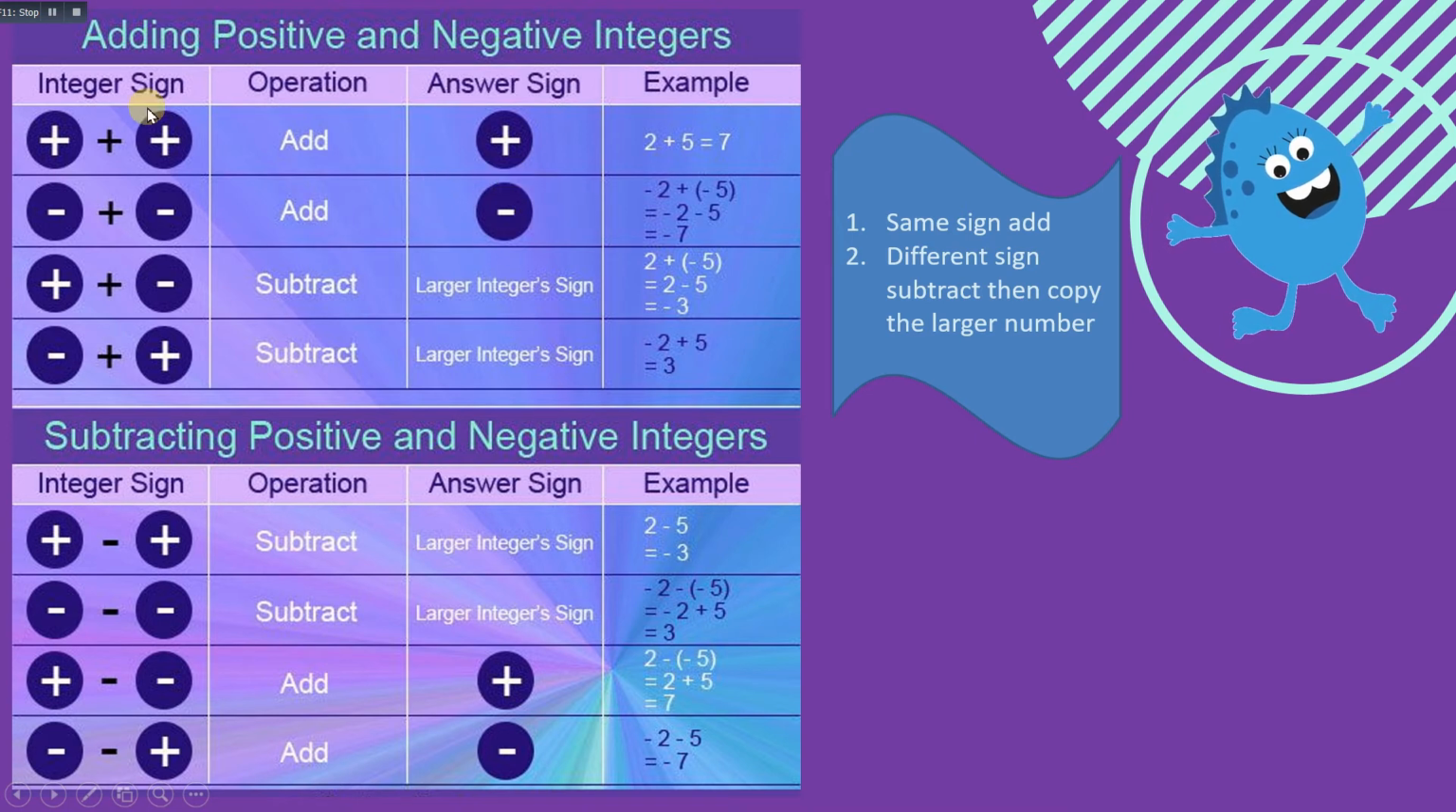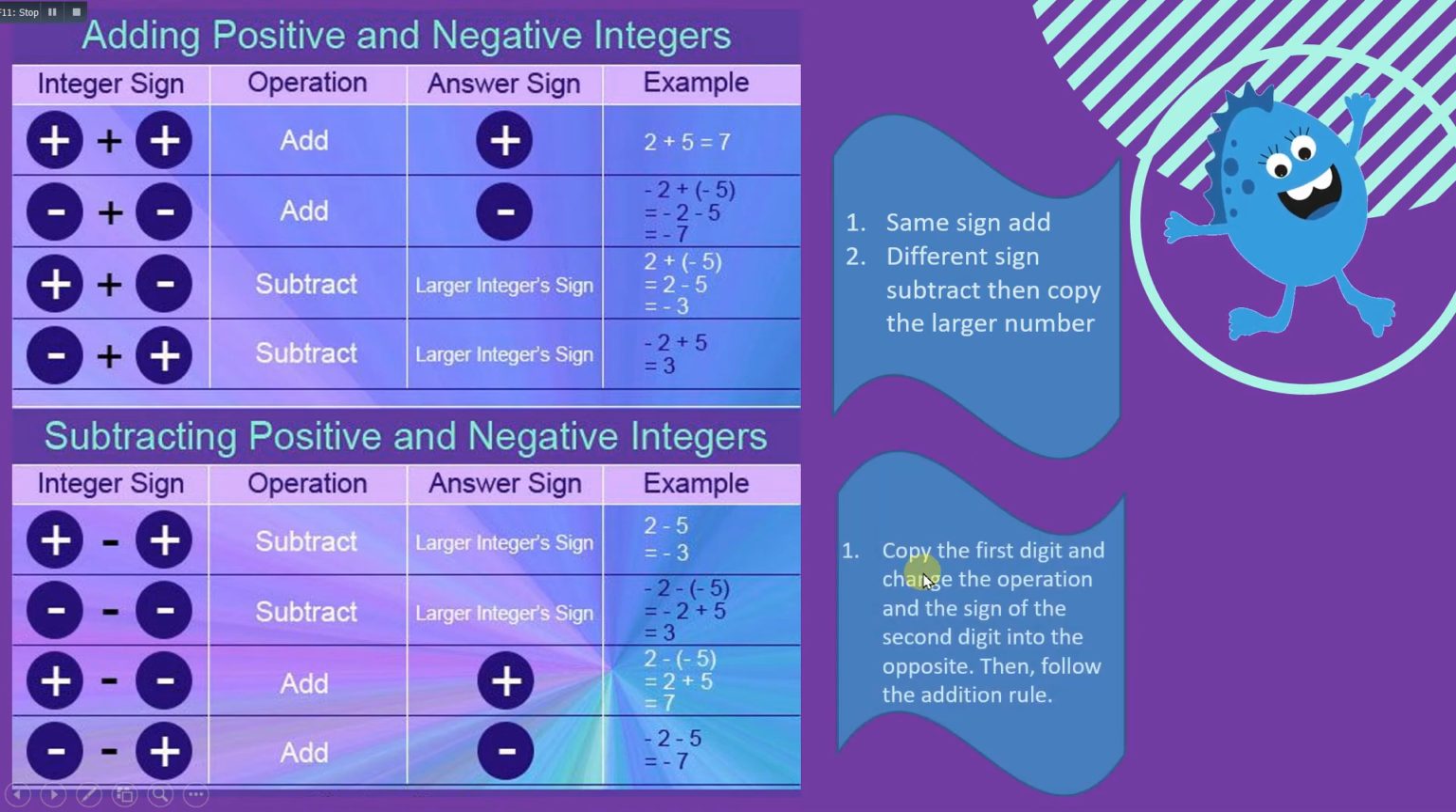Negative 10 minus 7. Copy the minuend and change the subtraction to addition. And the positive 7 will change into negative 7. So it will look like this. After that, do the addition of integers.